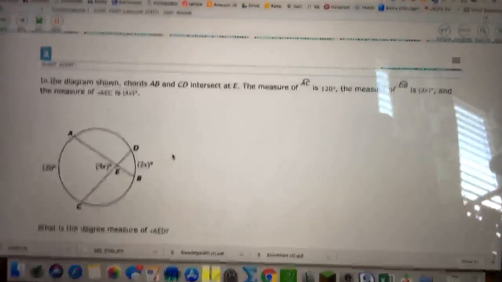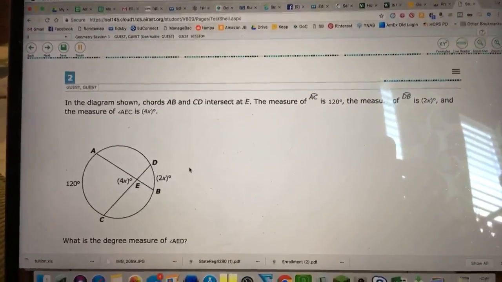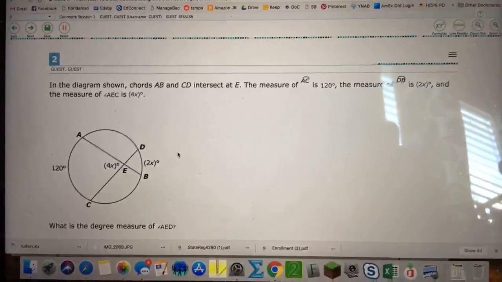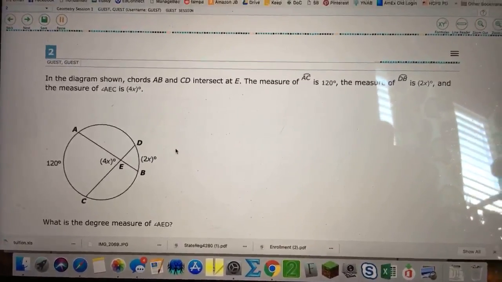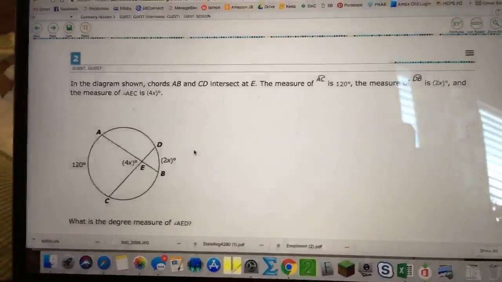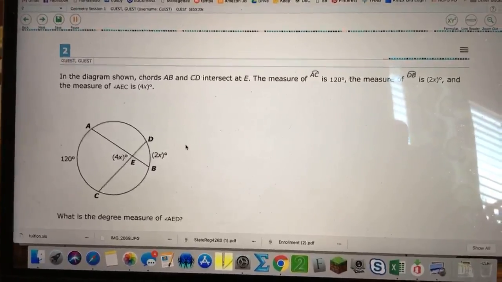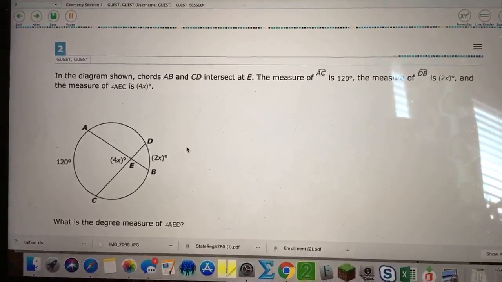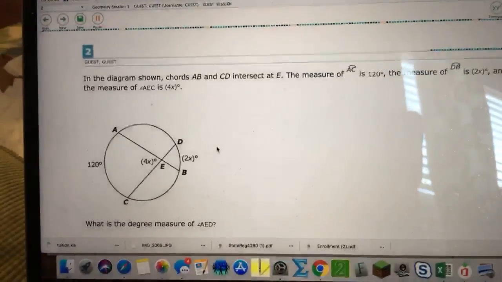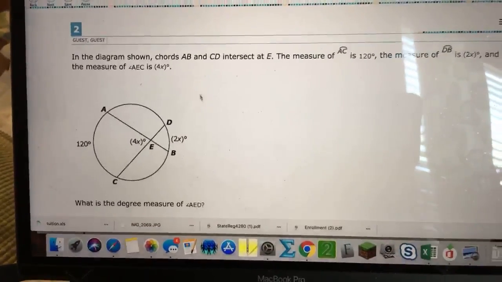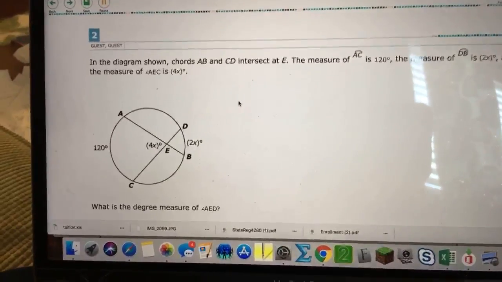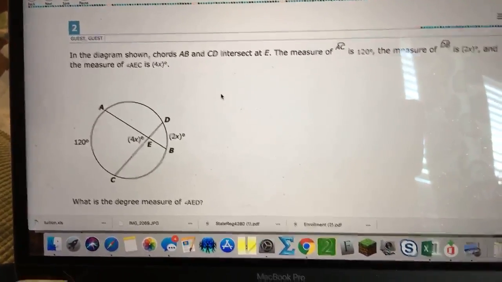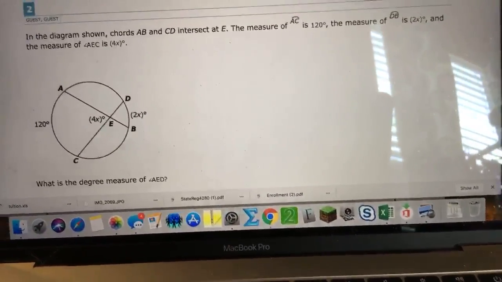Okay, I'm switching to view my laptop screen. All right, in the problem shown, chords AB and CD intersect at E. The measure of arc AC is 120, the measure of arc DB is 2x, and the measure of angle AEC is 4x. What is the degree measure of angle AED? Yep, we can definitely go over rotations, Ava. So let's see.